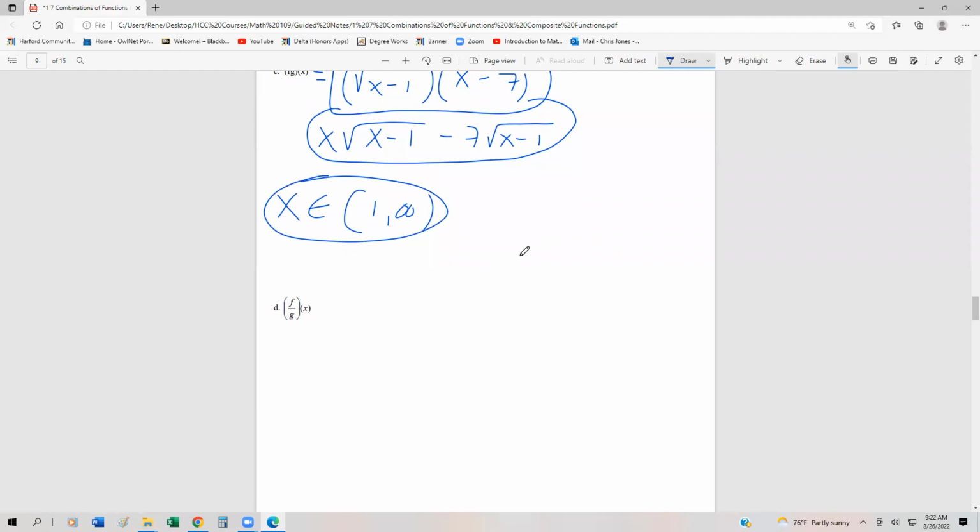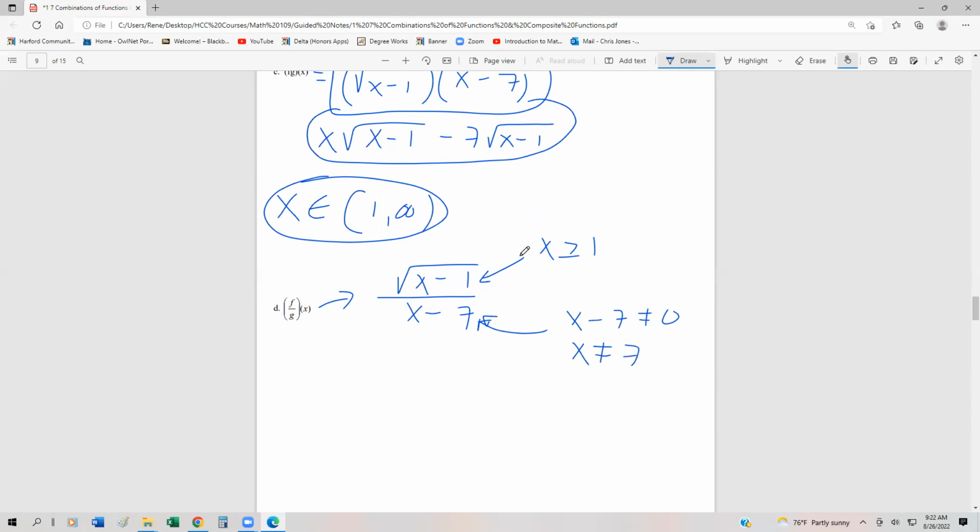Now this one's going to produce another domain restriction. Okay, so we know that this is going to be the square root of x minus 1 divided by x minus 7. Nothing we can do with that. Okay, we're stuck with that. We can't simplify it. However, what we can notice is that right here, we know that x has to be greater than or equal to 1, which we've seen 4 other times. And right here, we know that the denominator suggests that x minus 7 cannot be equal to 0, or x cannot be equal to 7. All right, so these are our two domain restrictions.